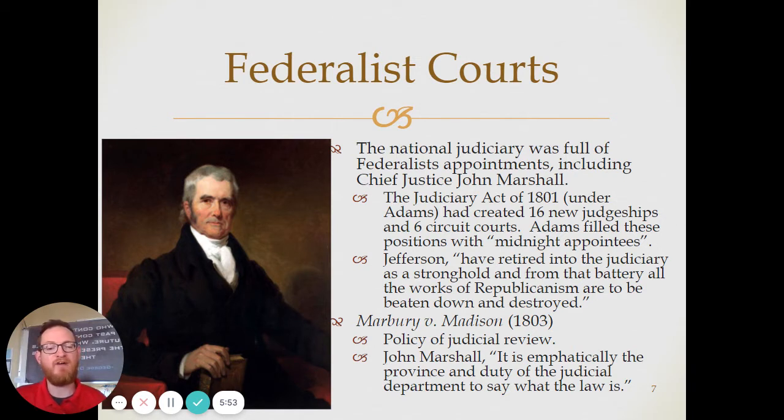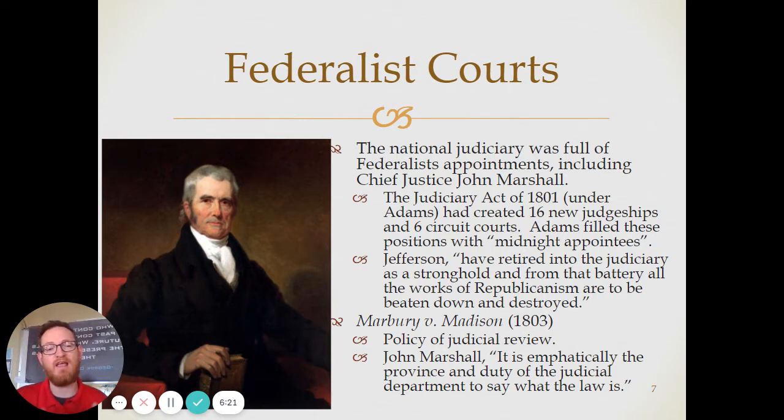He said that Federalists have retired into the judiciary as a stronghold, and from that battery, all the works of republicanism are to be beaten down and destroyed. That's how important, and that's how he saw the court, again, having this Federalist court, what it meant for republicanism during that time. And probably one of the first cases where the Federalists exert their power, and where John Marshall, as Chief Justice, exerts his power, is in the Supreme Court case Marbury versus Madison.